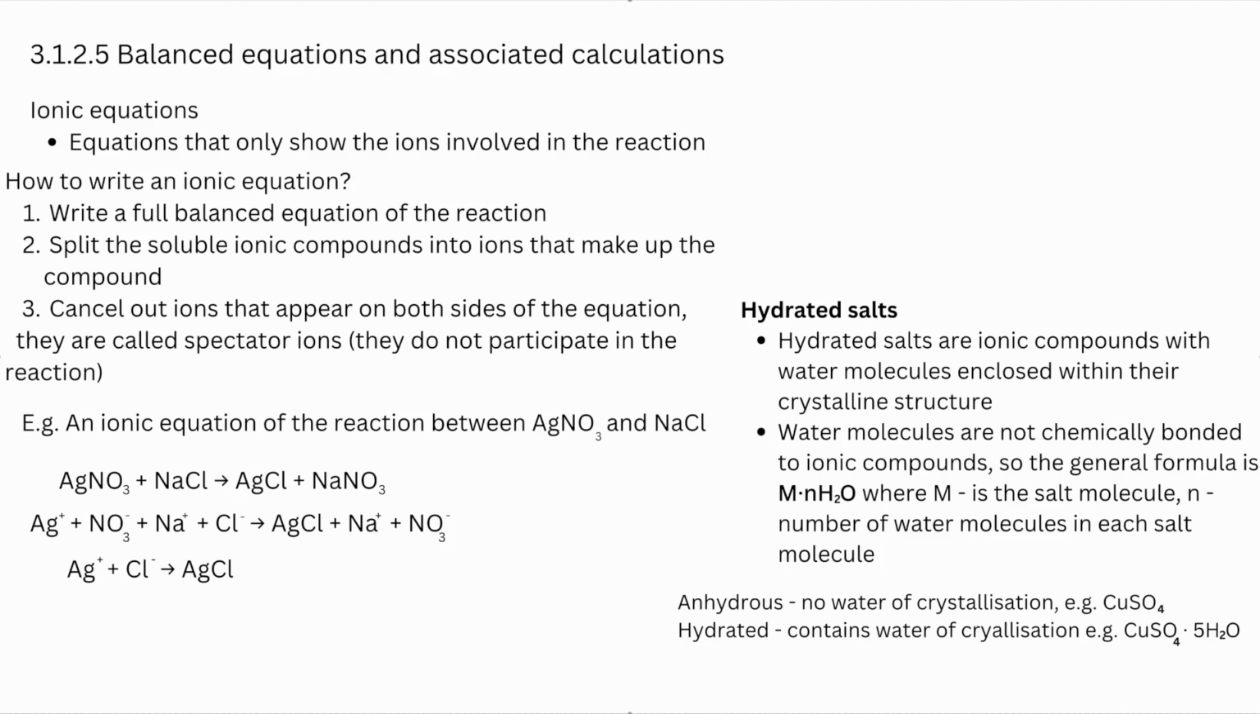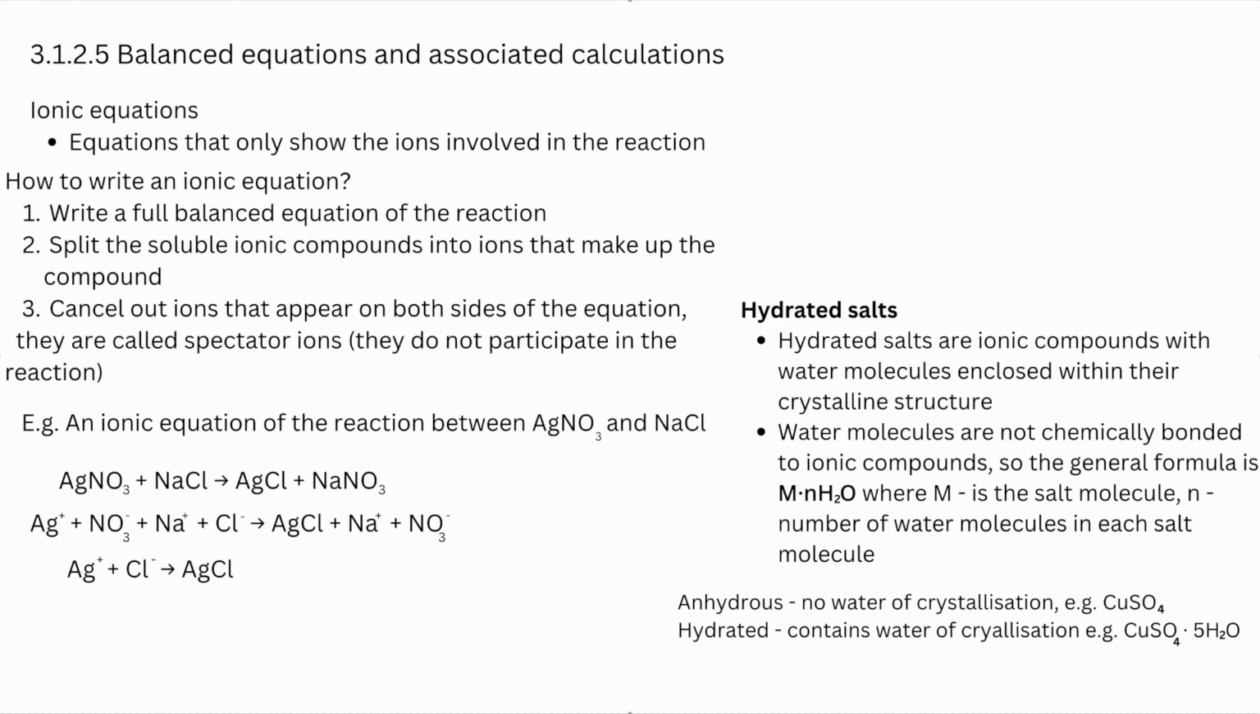Hydrated salts. Hydrated salts occur when water molecules are enclosed in the ionic lattice crystalline structure. They are not chemically bonded to the compound, so water is not included in the formula, but it is still shown as a separate compound when writing the formula of the hydrated salt. The general formula for hydrated salts is m.nH2O, where m is the ionic compound, n is the number of water molecules enclosed per each salt molecule.